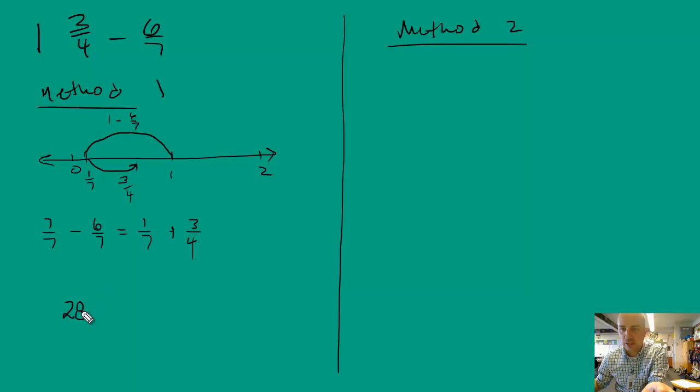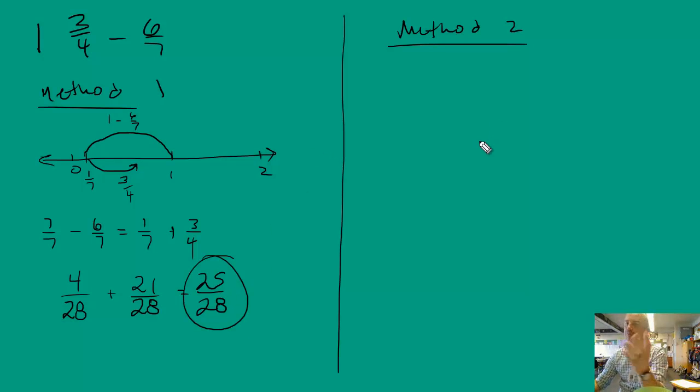I know I'm going to deal with 28ths. And if I'm doing that, well, let's do 7 times what is 28? It's 4. So multiply the bottom by 4 and the top by 4. So I'm going to get 4/28. And 4 times 7 is 28. So 3 times 7 is 21. And I'm going to get a total of 25/28. Okay, that's what I have left.